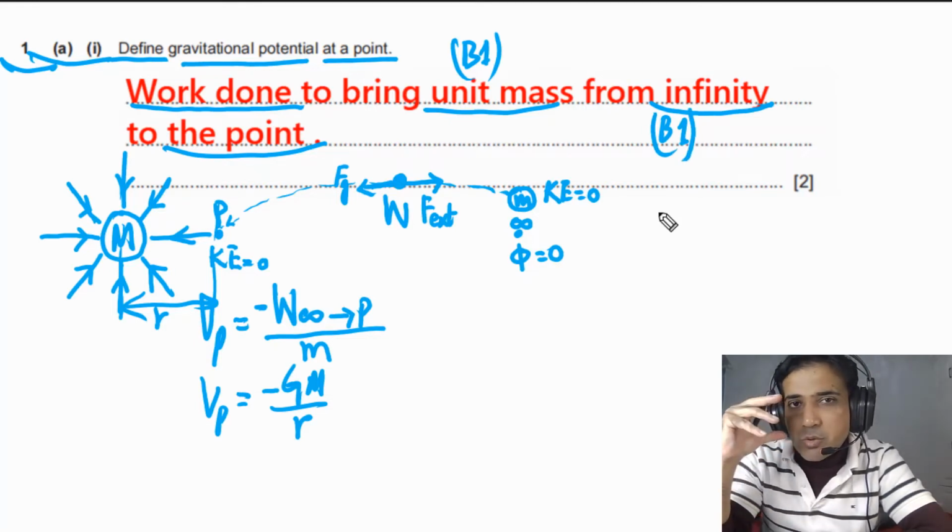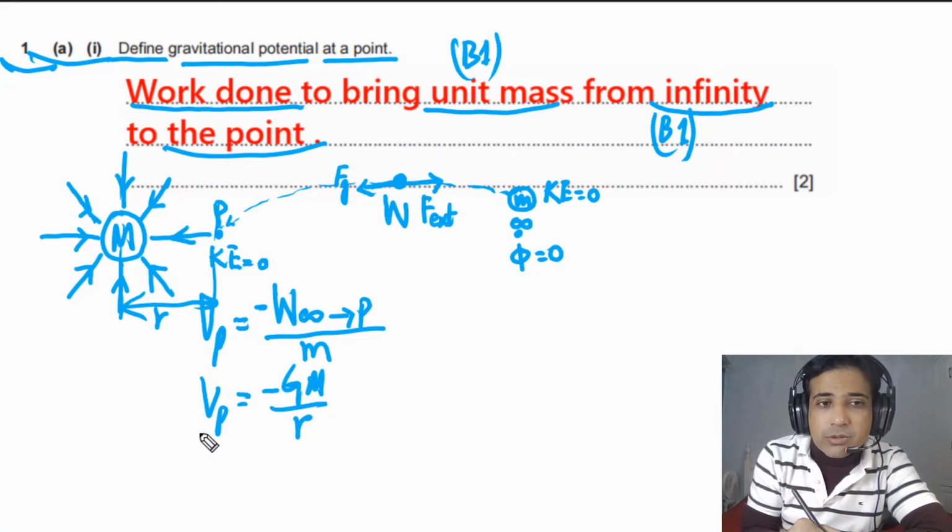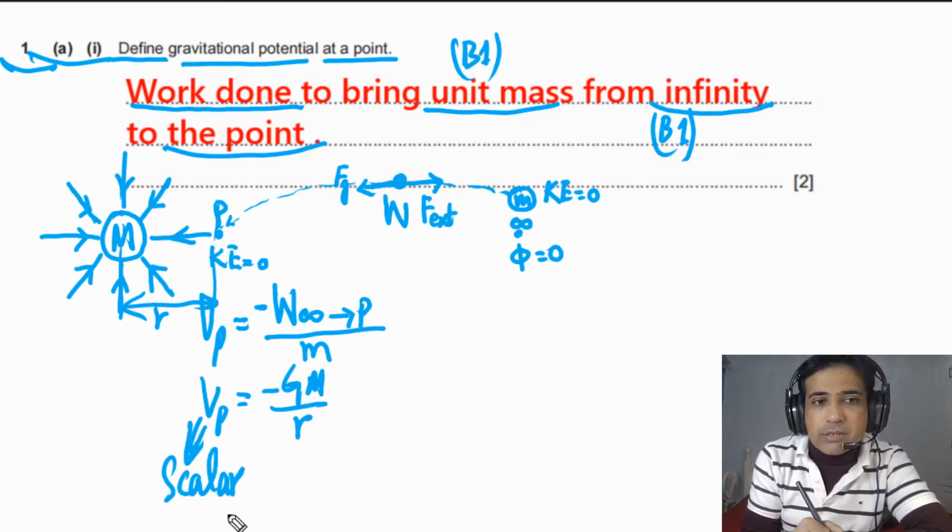I hope your concept of gravitational potential is now clear. How we define gravitational potential at a point. And also you need to understand potential is a scalar quantity. So this is a scalar quantity.